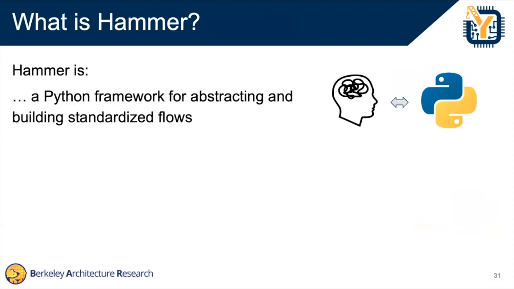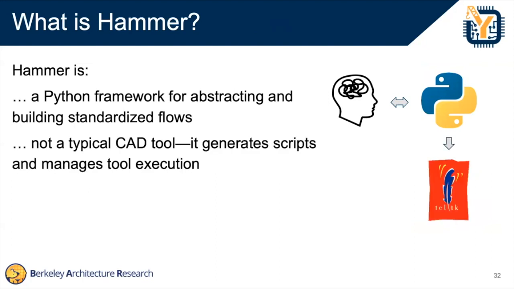So I talked a lot about Hammer, but we finally want to get to what Hammer is. At the end of the day, what does it look like? Hammer is a Python framework for abstracting and building these standardized VLSI CAD flows. Hammer is not a CAD tool, to be clear. It's not re-implementing synthesis or PNR or any of these things. Hammer is invoking those tools, and it's doing it in a very consistent, managed way.